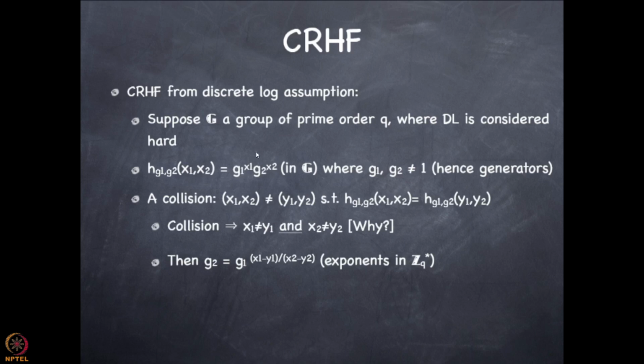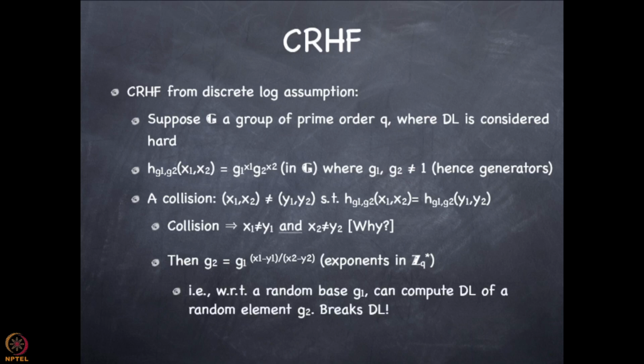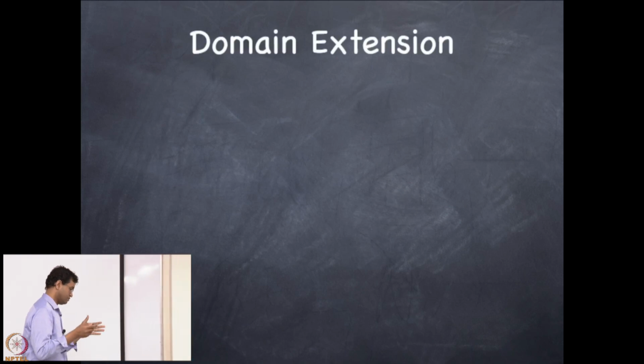So by giving me this collision, the adversary has given me the discrete log of g2 to the base g1. If there were an adversary who could do that with significant probability, they would be breaking the discrete log assumption. So that's why this is a secure hash function under the discrete log assumption. And this is a nice hash function. It took two group elements or two blocks and gave me one block output. It reduces the size by half. Okay, so that's one.